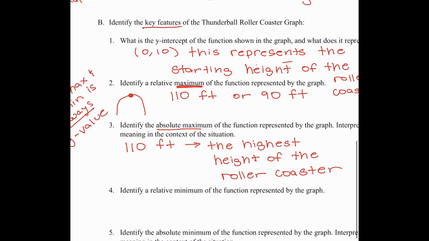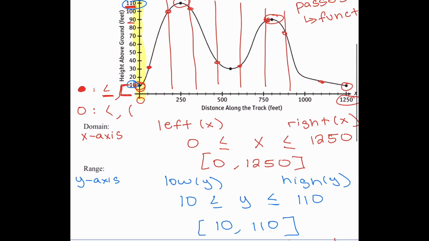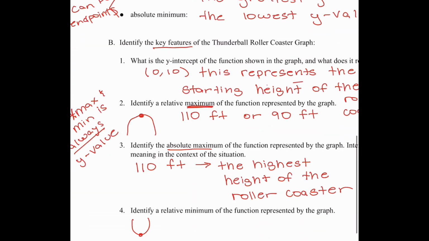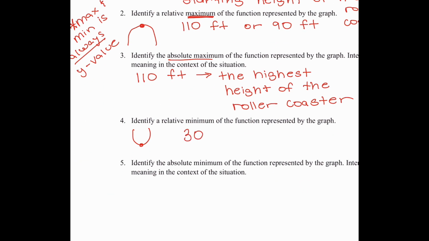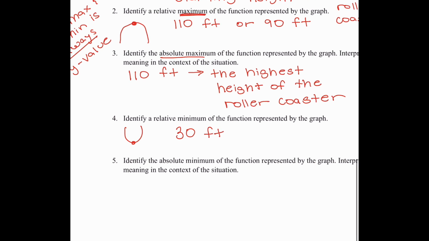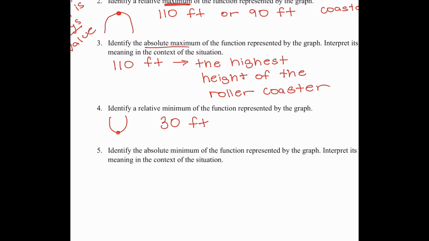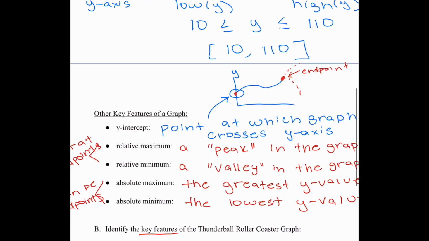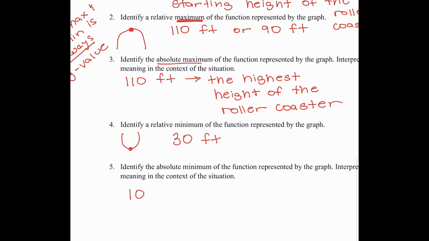Number 4 says identify a relative minimum. A relative minimum is the point where there's a valley in my graph. So I'm going to scroll back up to my graph, and I see there is one valley right here at 30 feet. And lastly, identify the absolute minimum of the function. The absolute minimum is the lowest my graph goes. So I look, the lowest my graph goes is 10 feet. 10 feet is my absolute minimum, and that represents the lowest height of the roller coaster.